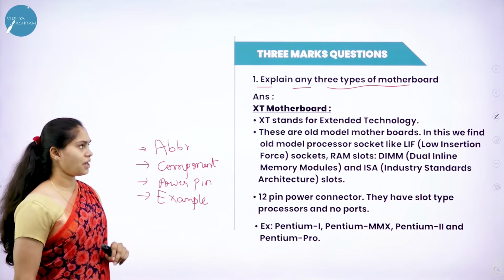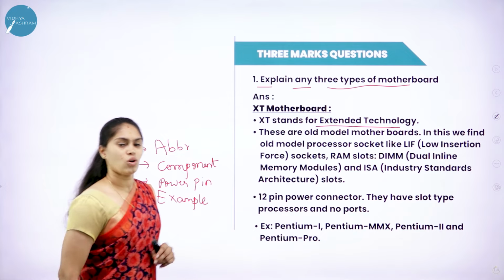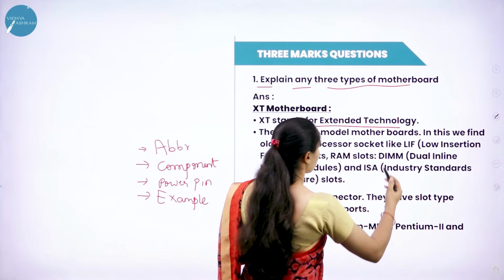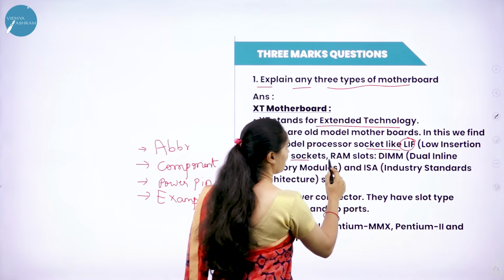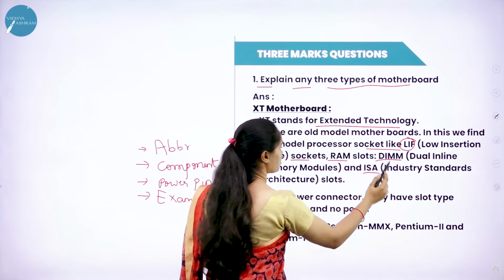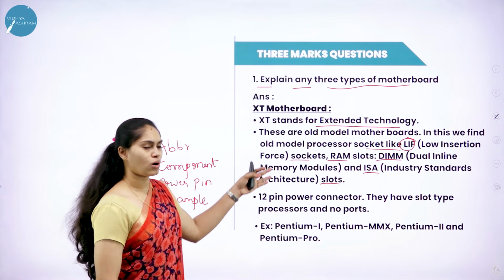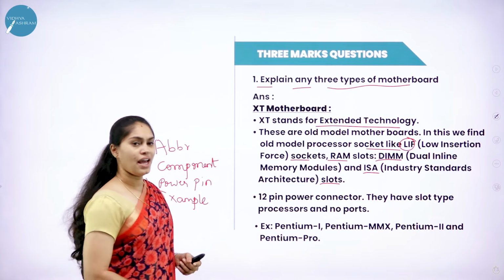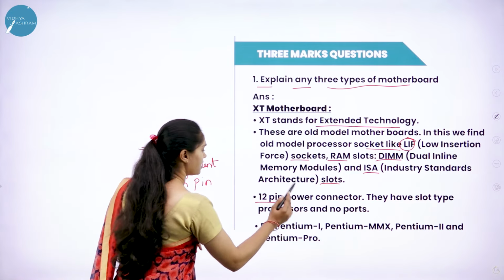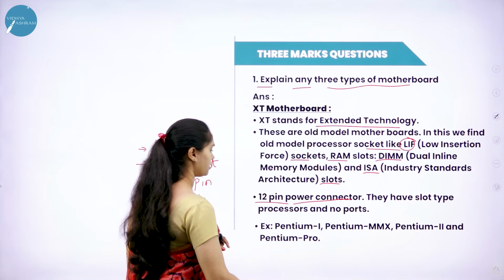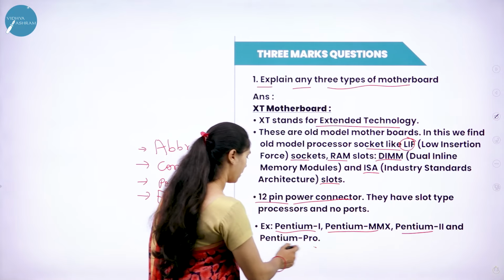When it comes to the first type, XT, what is the abbreviation here? Extended Technology. It is an old one. What are the components it comprises? We can find a socket, and it also consists of RAM slots, DIMM, ISA ports and ISA slots. These are the components in the XT motherboard. What is the number of power pin connectors here? It has a 12 pin power connector. And examples are Pentium 1, Pentium MMX, Pentium 2 and Pentium Pro.